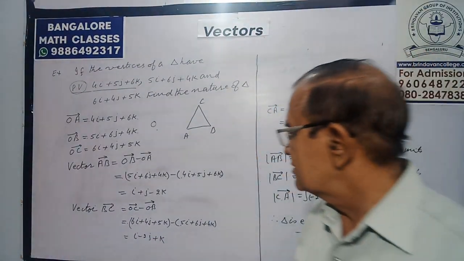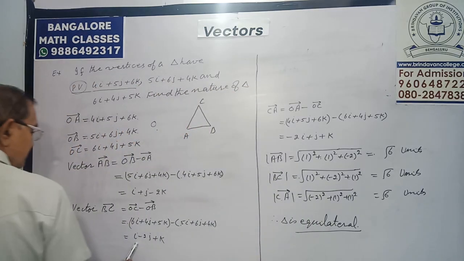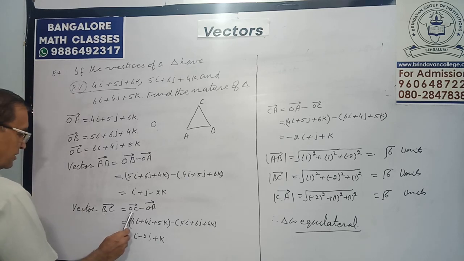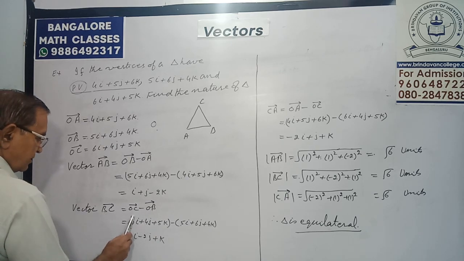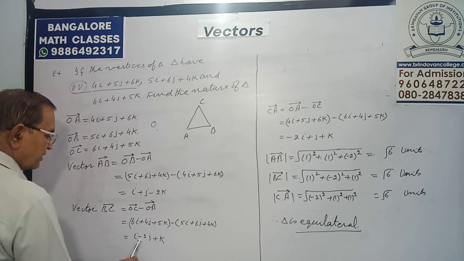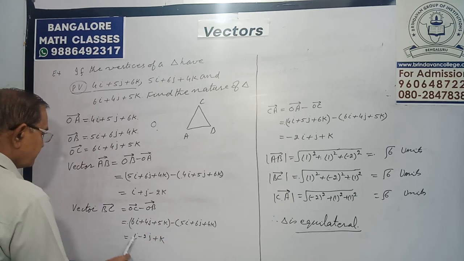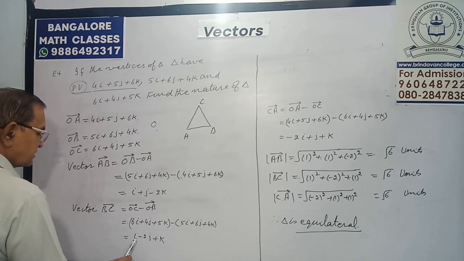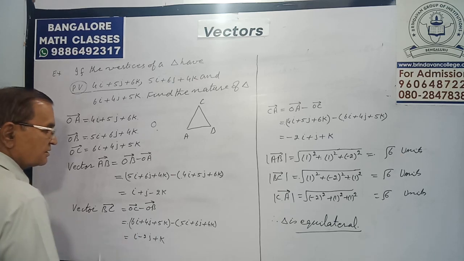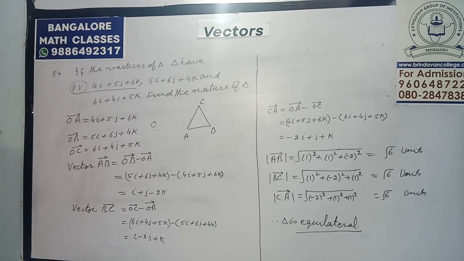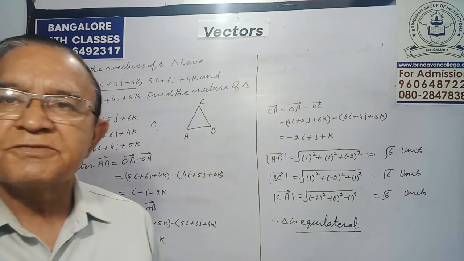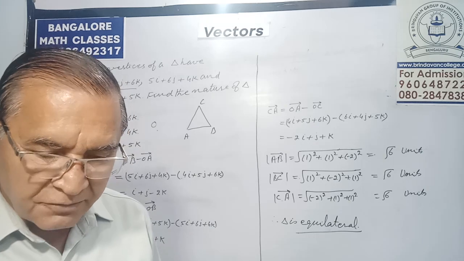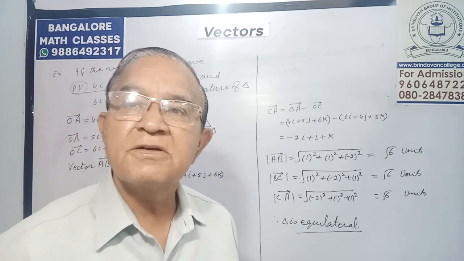I think here this is not visible, see it now. BC vector, OC minus OB, by subtracting this is what we will get. I think initially this BC vector is not visible, so BC vector will come out to be i minus 2j plus k. So like that we can find the nature of the triangle. First we have to find the sides of the triangle, then find the magnitude. From there we are supposed to decide the nature of the triangle.